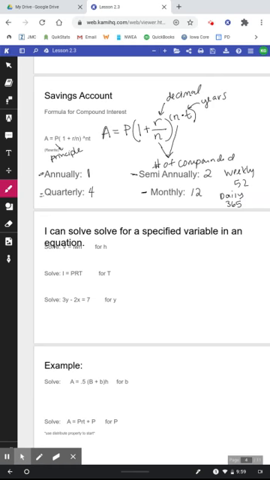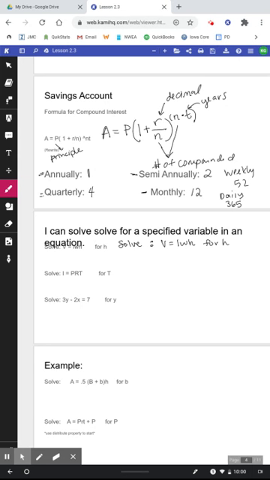The other thing we're going to be doing is solving for a specific variable in an equation. Just going to move this up, so when you actually go to look at the PowerPoint, it'll be not pushed together. Okay, so this first one says solve, and it's V equals LWH, and it wants us to solve for H.